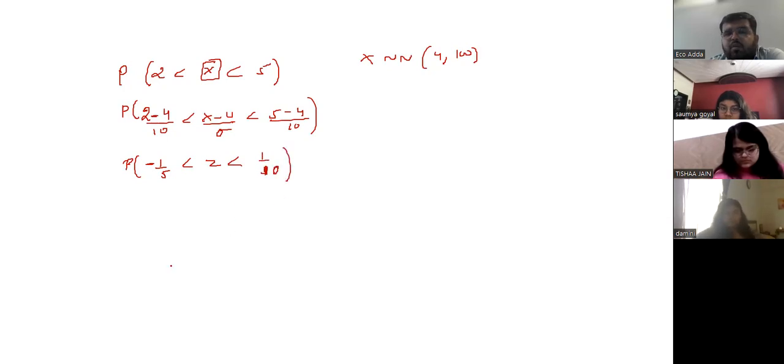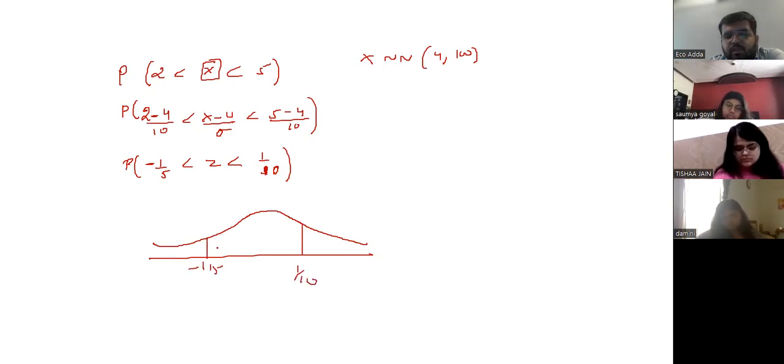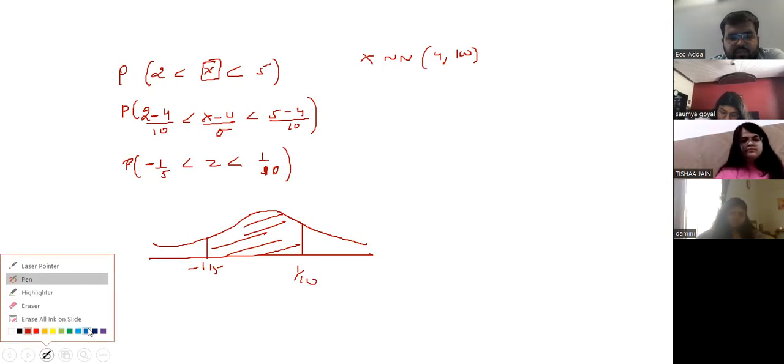Right? Now, what you need to do is just make the graph first. Let's say this is 1 by 10 and this is minus 1 by 5. We need to find this area. Now, how to find this area? Can we say that? The answer should come here.